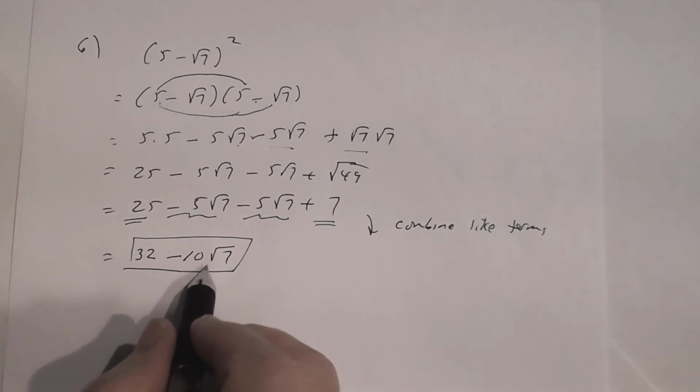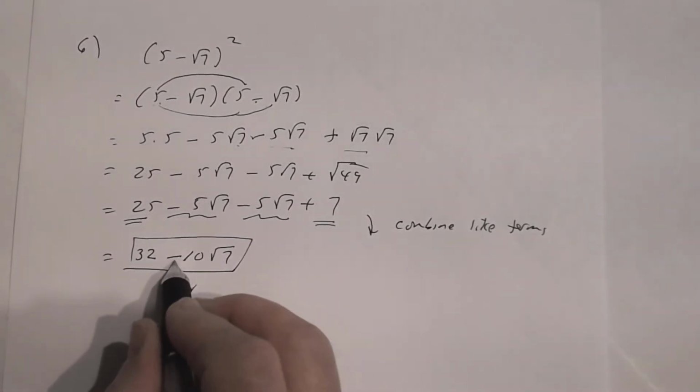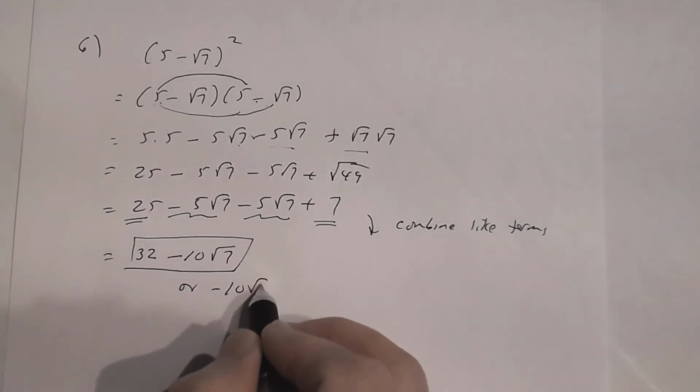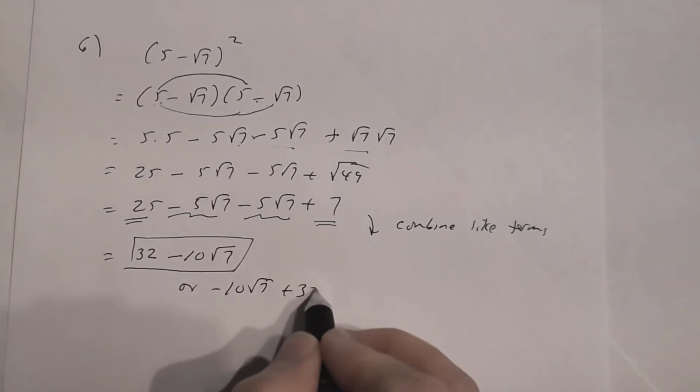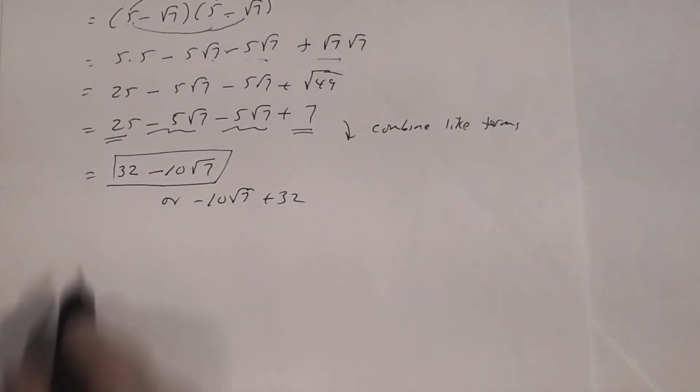Now, if you wanted to put the radical first, you can. You could say negative 10 square root of 7 plus 32. It does not matter. Well, that was number 6. Let's do number 7.